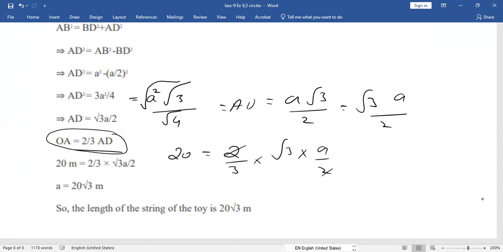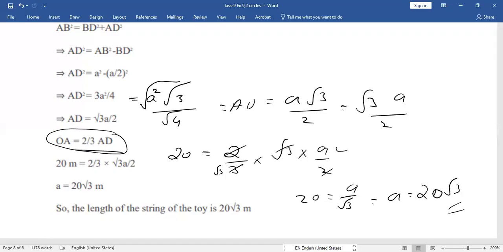Now look here. We got 20 is equal to A by root 3. So A is equal to 20 root 3. That is it.